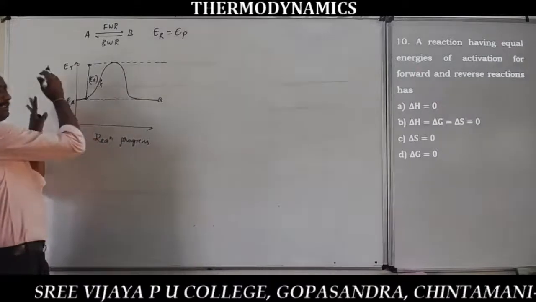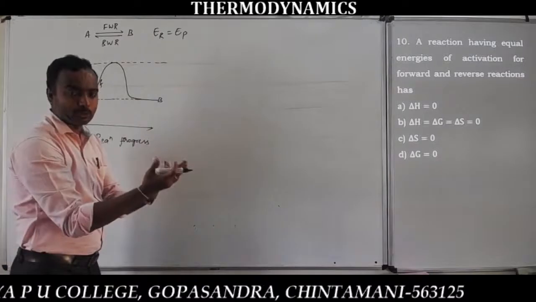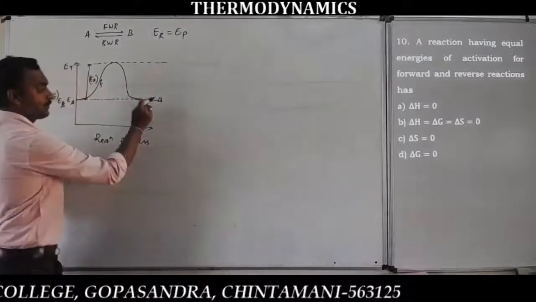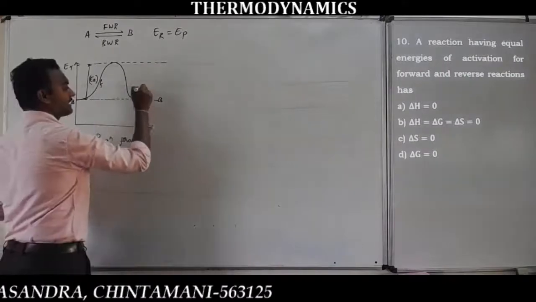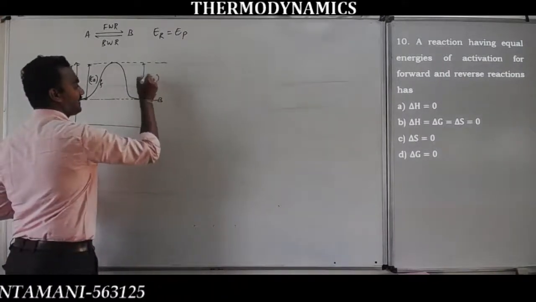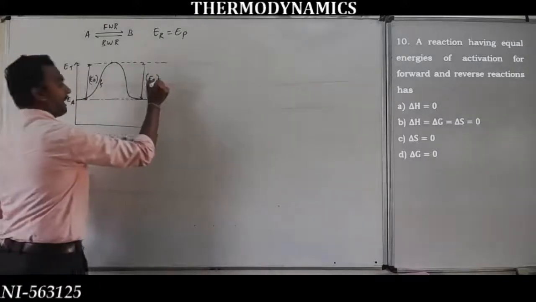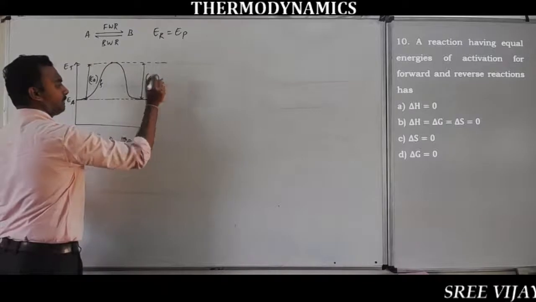So for the backward reaction, B is the reactant. Again reactant B has to collide and give product A, but the energy in B is not sufficient to undergo collision. So therefore the energy is increased by supplying extra energy. That energy is called activation energy. For which reaction? Backward reaction. So that is the energy of activation for backward reaction.